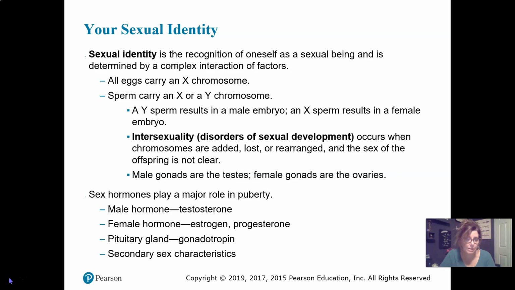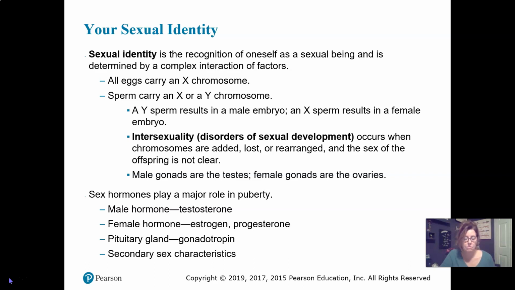Your sexual identity is recognition of oneself as a sexual being. It's determined by a complex interaction of factors. The combination of sex assigned at birth, the gender the person identifies as, and who the person is attracted to, both physically and emotionally. The beginning of sexual identity begins at conception with the combination of chromosomes that determine sex.